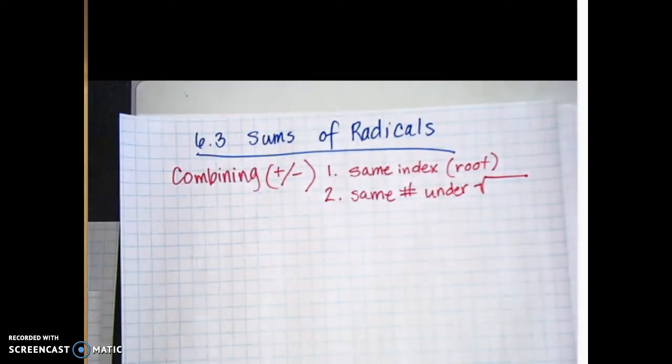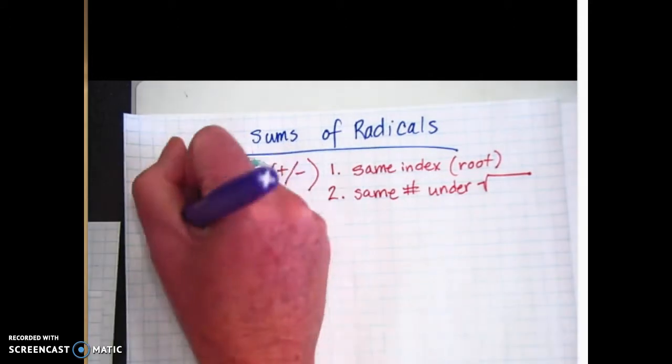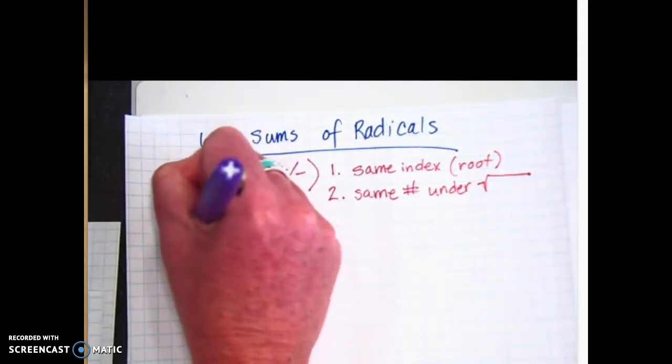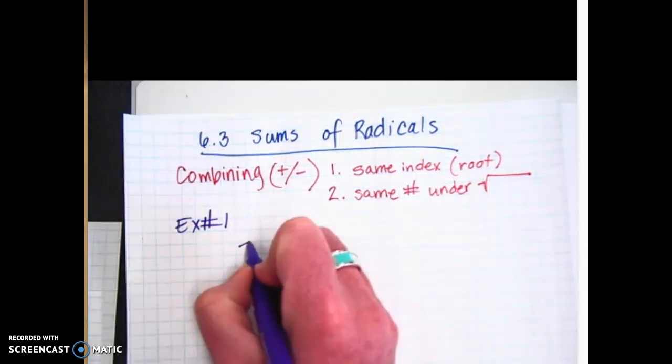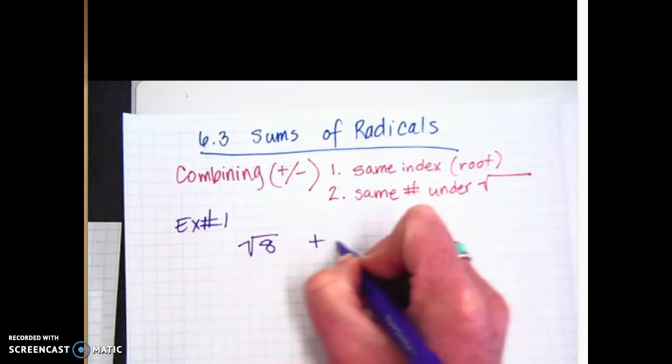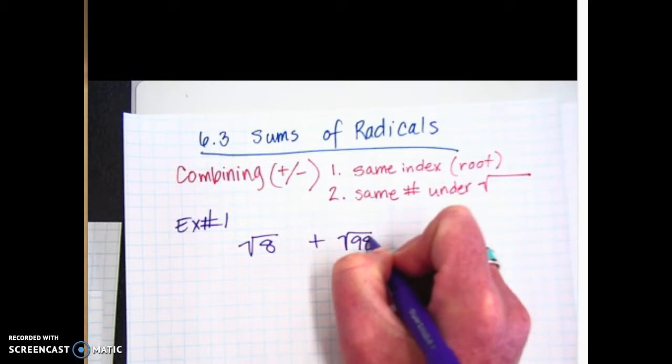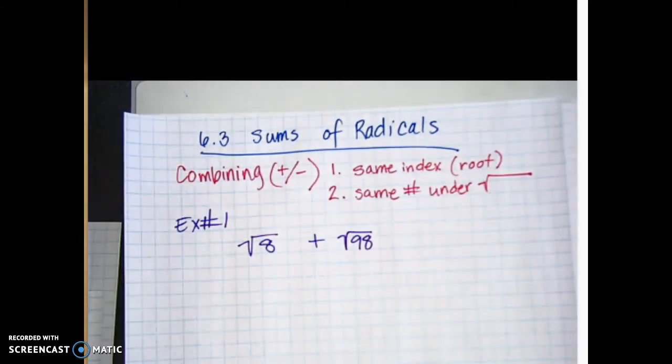Okay? So when you see a problem like example number 1, we're going to take the square root of 8 plus the square root of 98. And when you first look at it, you might think, okay, yeah, they're both the same index. They're the same root because they're both square roots. But you might think, oh, but they don't have the same number under the radical. Okay?